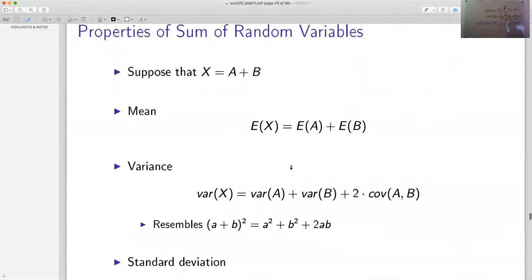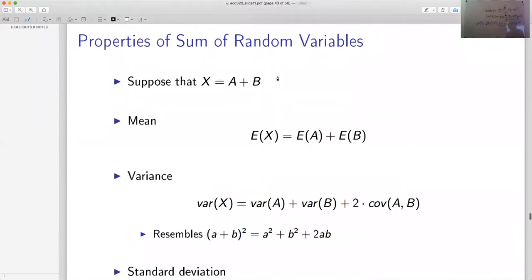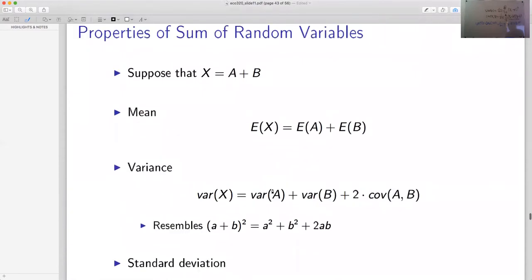So suppose the sum of a random variable. These are some of the properties that I want to discuss. Suppose x is a plus b. The average is still a plus b. Let's say the average of a is 10, the average of b is 20, and the average of x would be just 10 plus 20. That is simple. So the mean is super simple. Variance is a little complicated. Why is that the case? The intuition is coming from here.